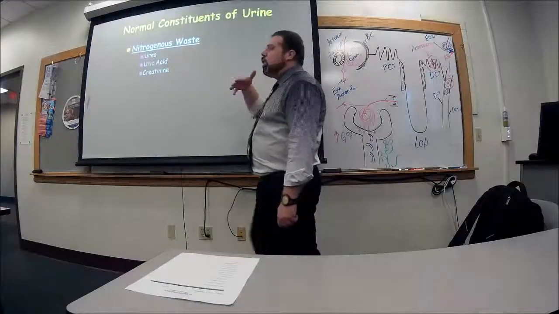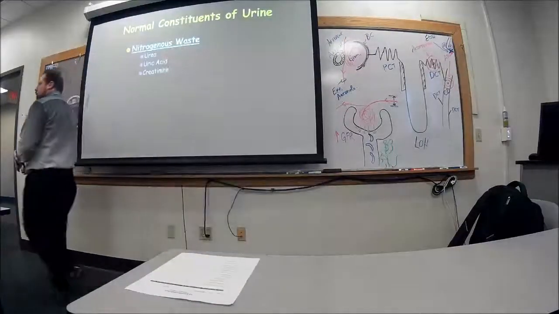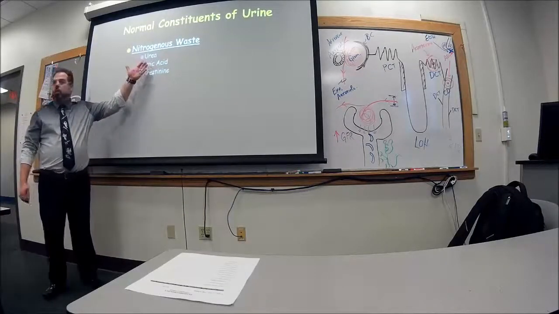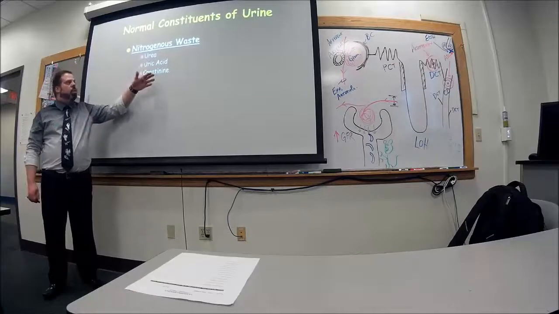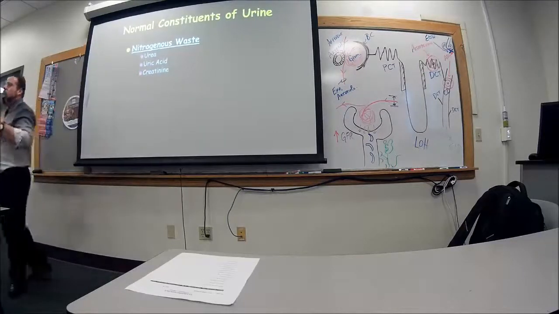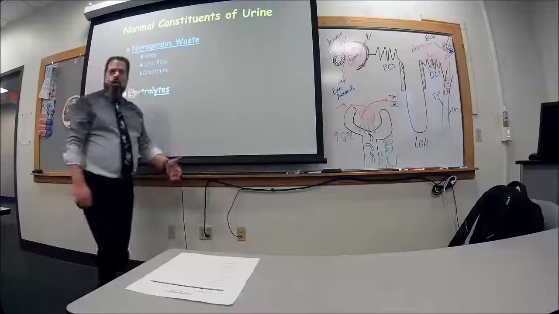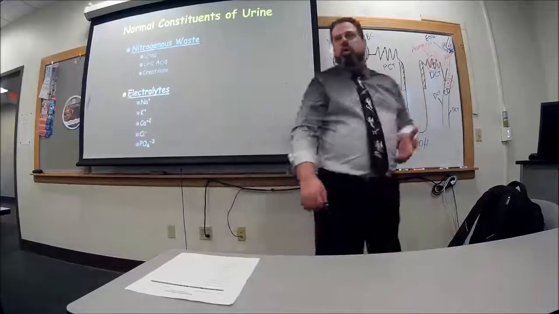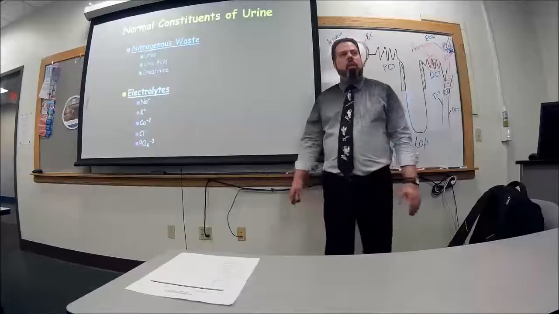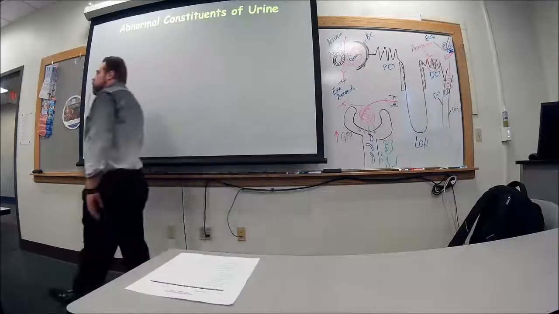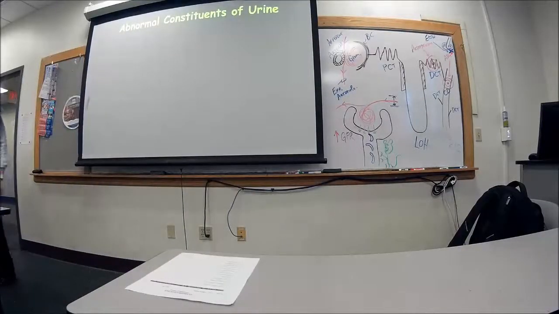Normal constants. Now, what should be found in your urine? You should have things with nitrogen in it: urea, uric acid, creatinine. These are all byproducts of proteins and muscle metabolism. They should be in there. And all your electrolytes should be in there too, anything with a charge. This is just some of them, but they should all be in there.